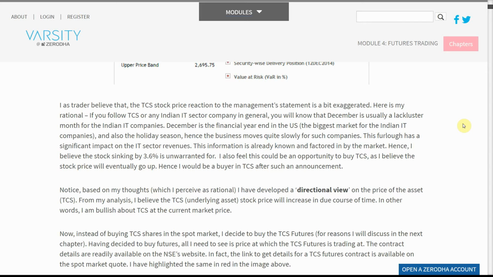December is the financial year end in the US, the biggest market for the Indian IT companies, and also the holiday season. Hence the business moves quite slowly for such companies. This furlough has a significant impact on the IT sector revenues. This information is already known and factored in by the market. Hence, I believe the stock sinking by 3.6% is unwarranted. I also feel this could be an opportunity to buy TCS, as I believe the stock price will eventually go up. Hence I would be a buyer in TCS after such an announcement.